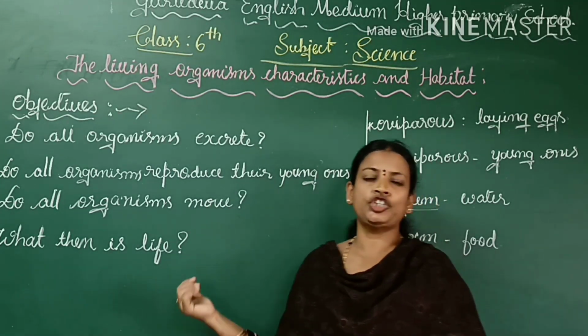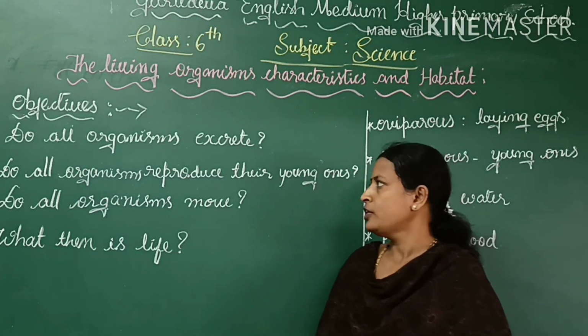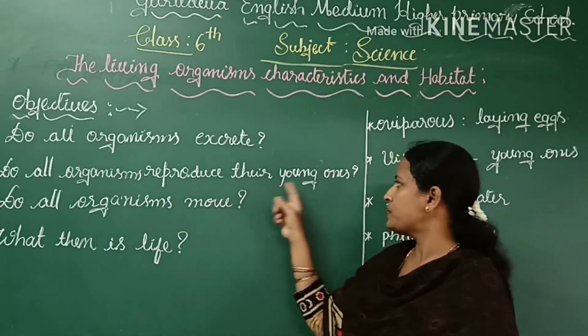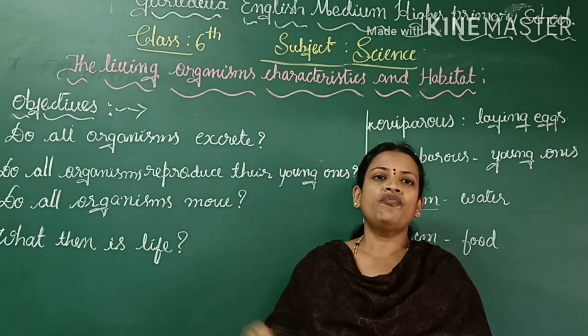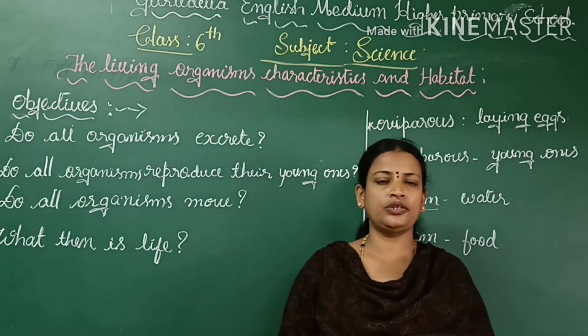In this session we are going to be studying the other three important living characteristics. Those are: do all organisms excrete? Do all organisms reproduce their own kind? Do all organisms move? First, we should discuss whether all organisms excrete.